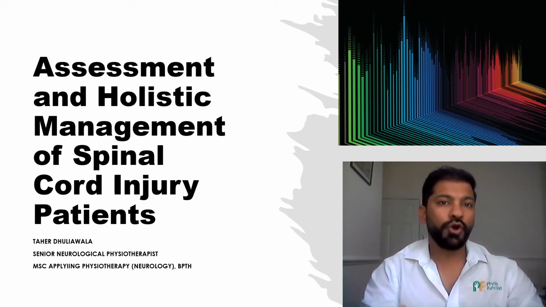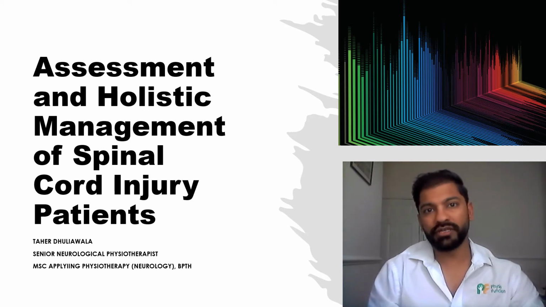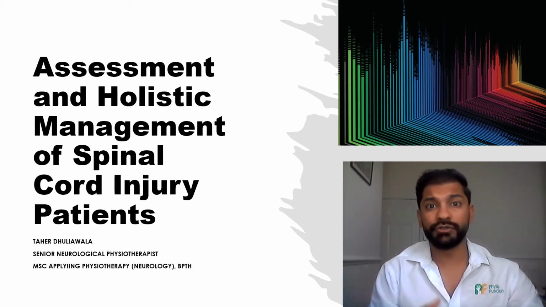And the most common cause of a spinal cord injury is traumatic spinal cord injuries, which can occur due to motor vehicle collisions or bike accidents or falls or even gunshot stabs and some sports injuries.